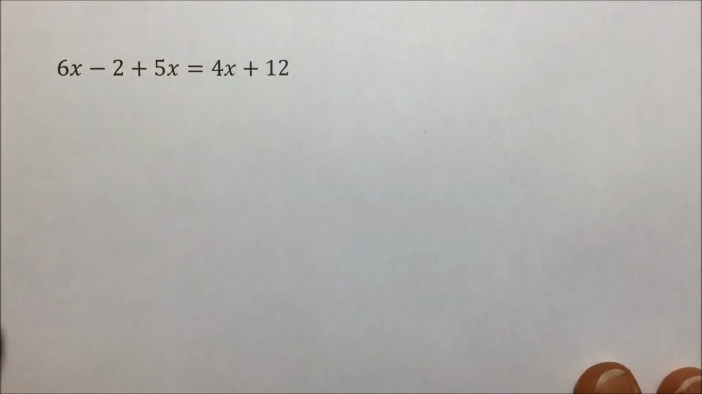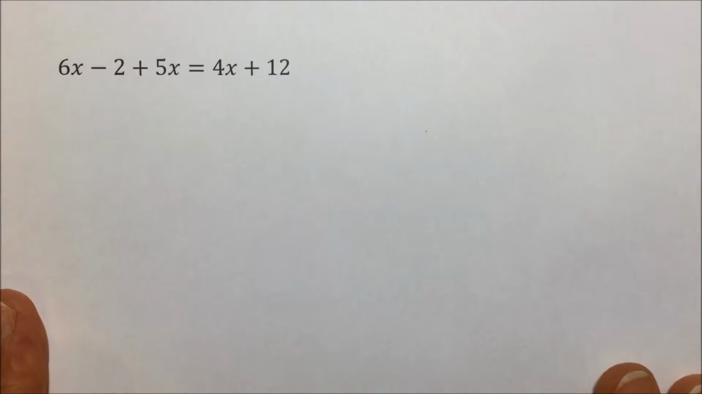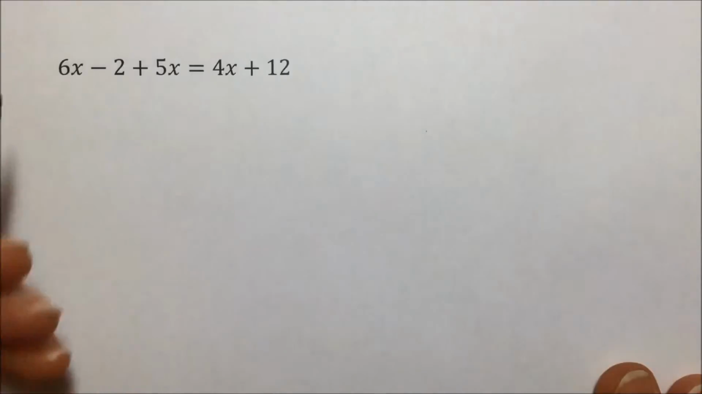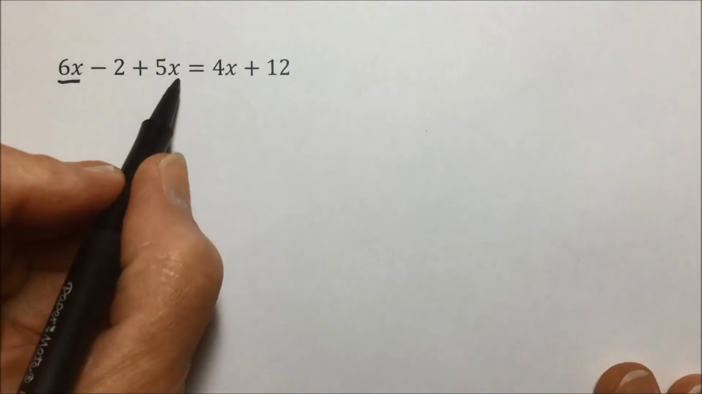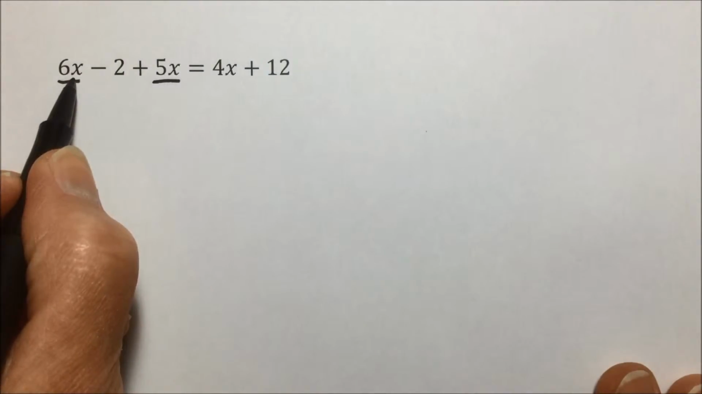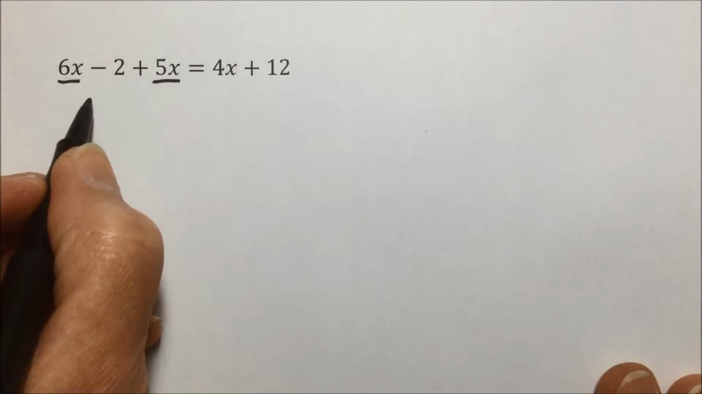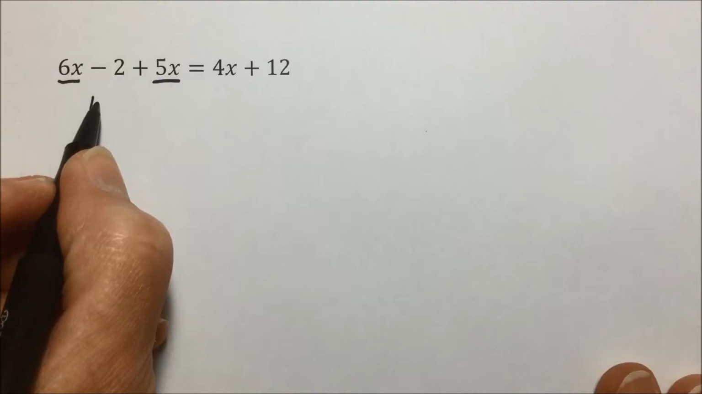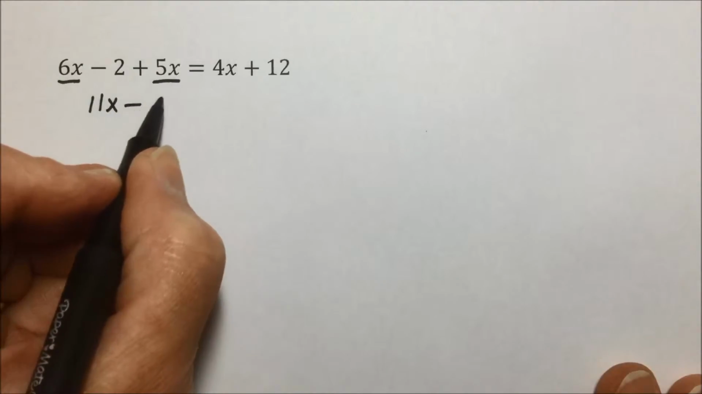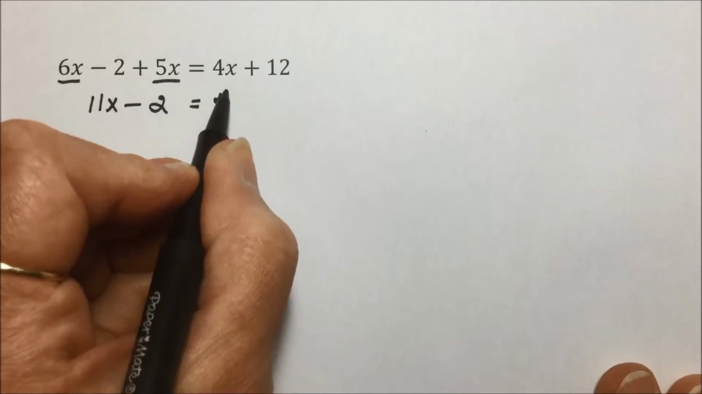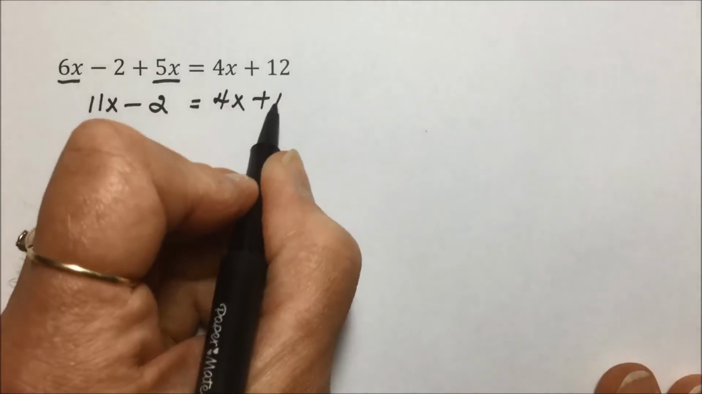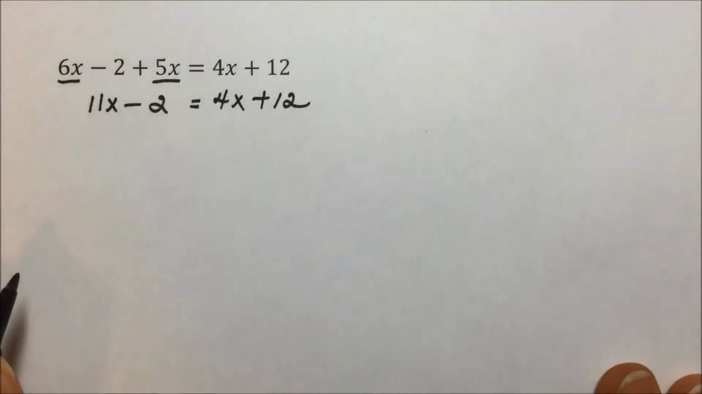In this next problem, we want to look to see if we can simplify first, and on the left-hand side we do have similar terms, 6x plus 5x. They both have x to the first power, so we'll combine those coefficients. 6 plus 5 makes 11x minus 2 is equal to 4x plus 12. We can't do anything on the right-hand side because they're not similar terms.